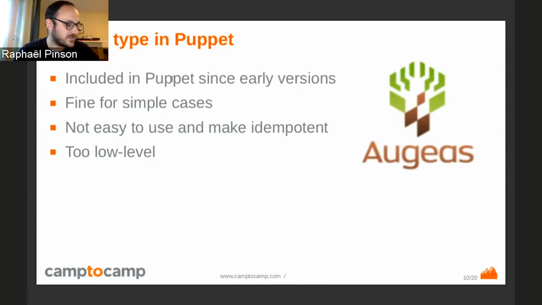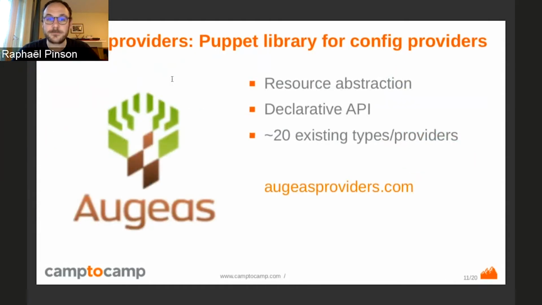But as soon as you need to do very complex things like inserting values and positions, for example, it's hard to make it idempotent. So you'll end up with very complex logic that is hard to maintain, if at all possible. So the Augeas Providers, which was started by Dominic Cleal a few years ago, is a library to provide native Ruby types for Puppet that are based on the Augeas library. It provides a declarative API, so you can build your own Puppet types on top of Augeas.